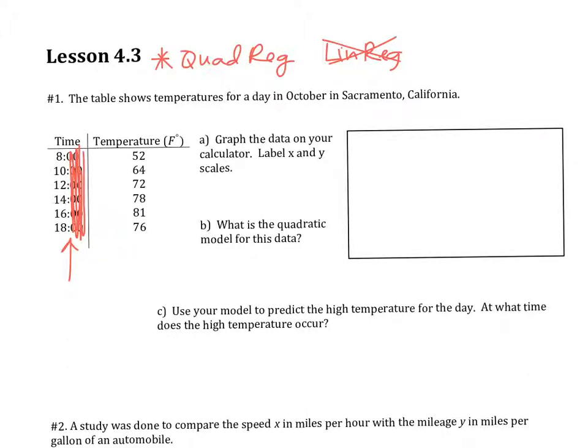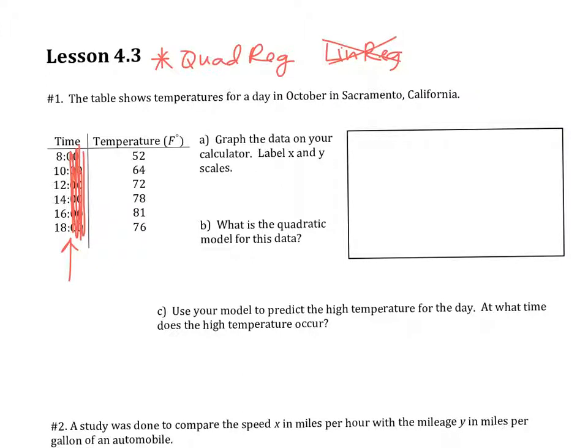How do you remember what you pushed to graph these? Zoom 9. Okay, hit zoom 9. It just says error. Uh-oh. I put one of mine in wrong. Is this the same thing we did? Very similar. The only difference is quad reg instead of line reg.